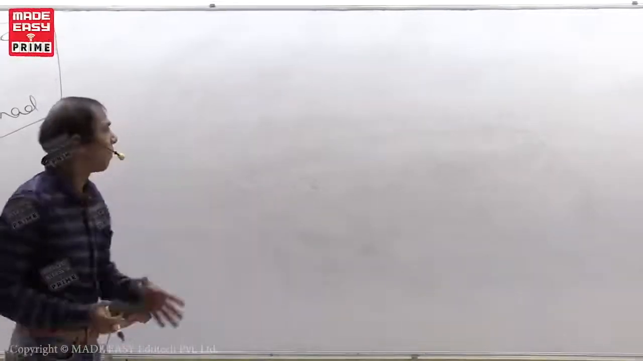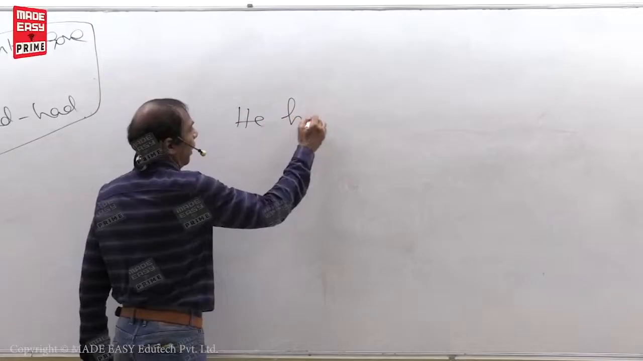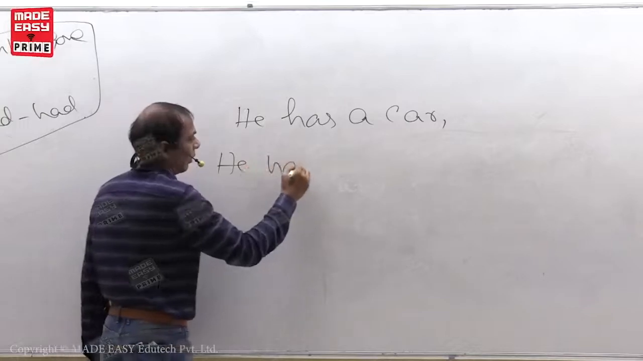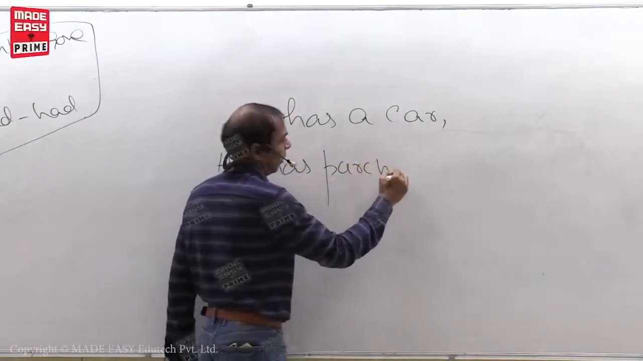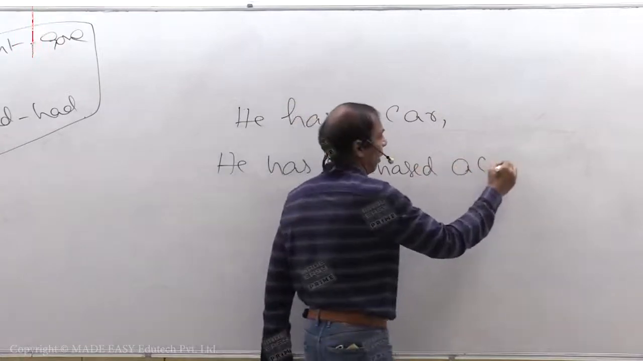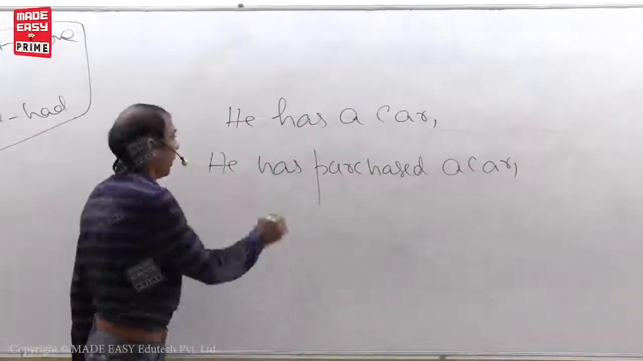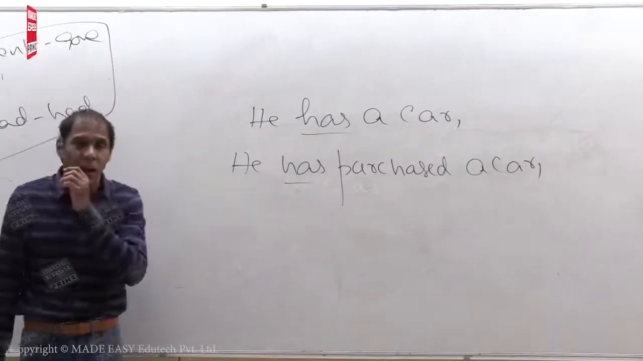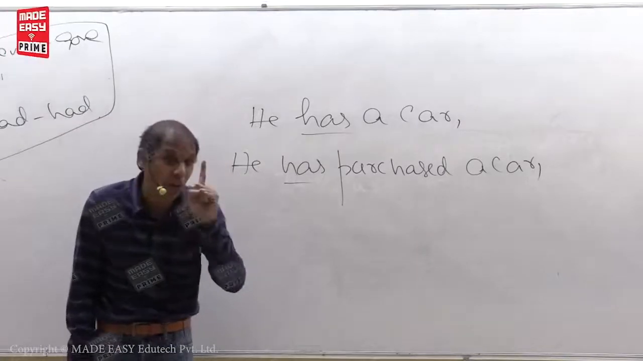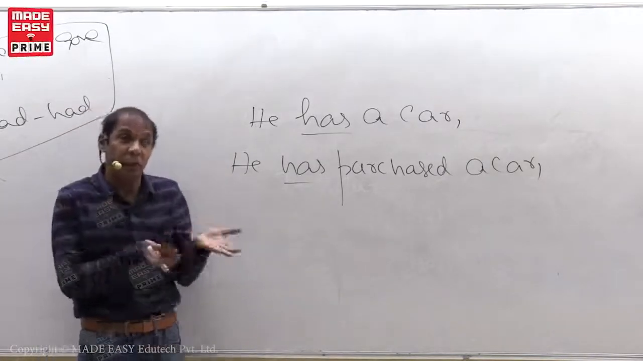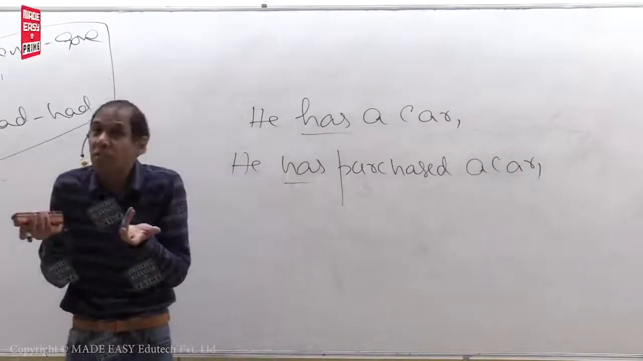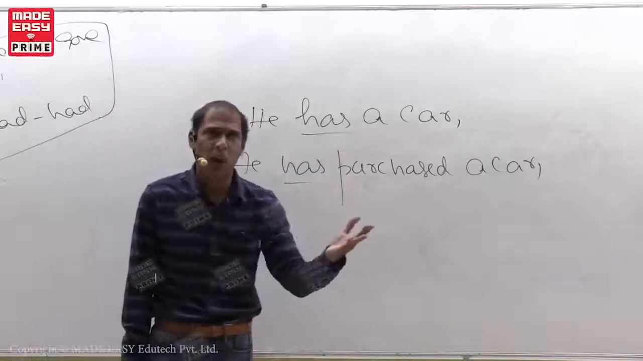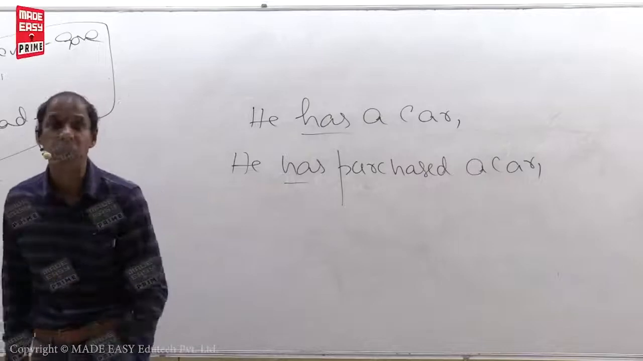See? He has a car. He has purchased a car. Now look at the board. He has a car. He has purchased a car. My dear students, if you find have, has, had in a sentence, first you identify whether these 3 are acting as main verb or as special verb. You have to identify first.